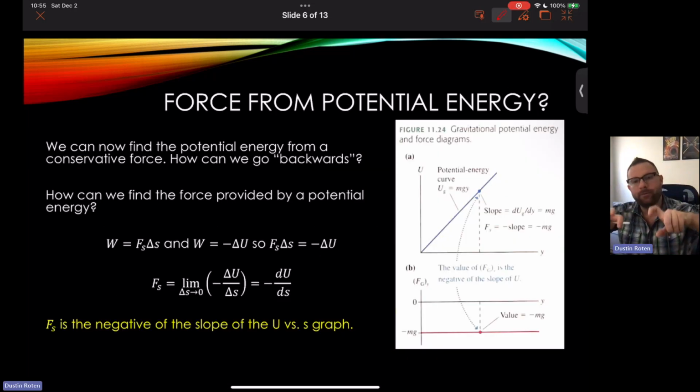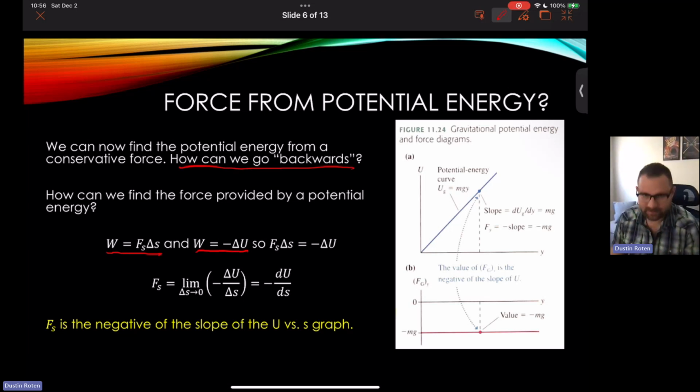So we went from force to potential energy. Now the question is, how can we go backwards? Let's say we want to go backwards from potential energy to finding a force. Let's rewrite some things here. If we wanted to find the force provided by a potential energy, we know that work done is just the force times the distance that the work was applied. And we do know, especially from the last couple of slides, that work also equals that negative change in potential.